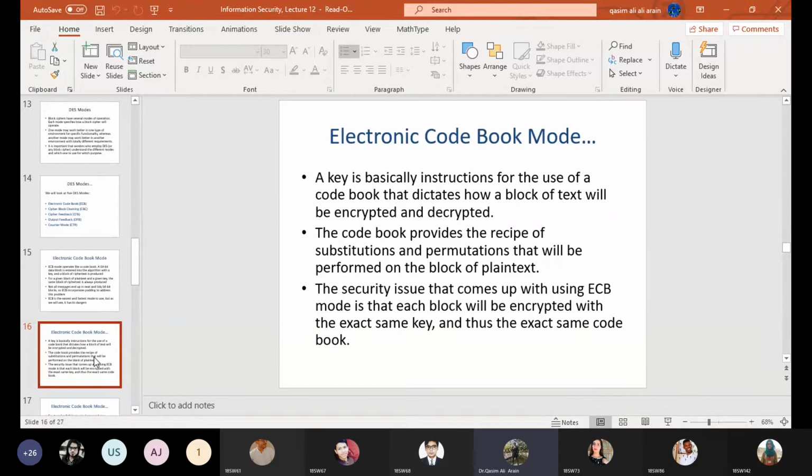So the security issue that comes up with using ECB mode is that each block will be encrypted with the exact same key and thus the exact same code book. Now what is the security issue here? The security issue is that in ECB mode every block would be encrypted using exactly the same key, and thus exactly the same code book is being used.